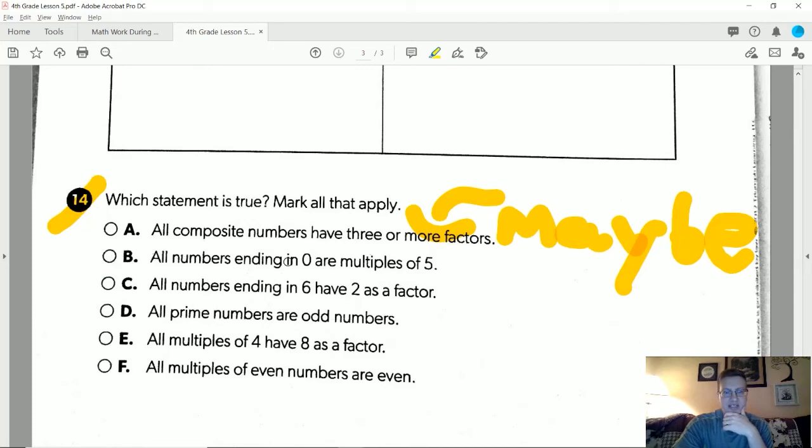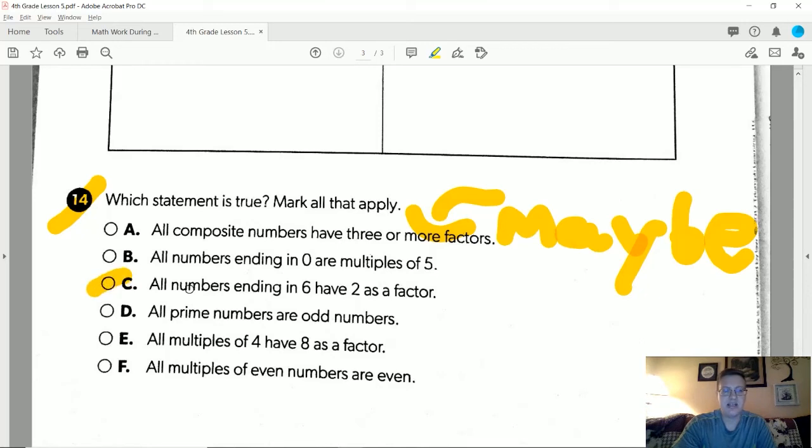Letter B, all numbers ending in 0 are multiples of 5. This is only true once we get to 10. If I start with 0, 0 is not a multiple of 5, so that kind of breaks the rule on that one. Letter C, all numbers ending in 6 have 2 as a factor.